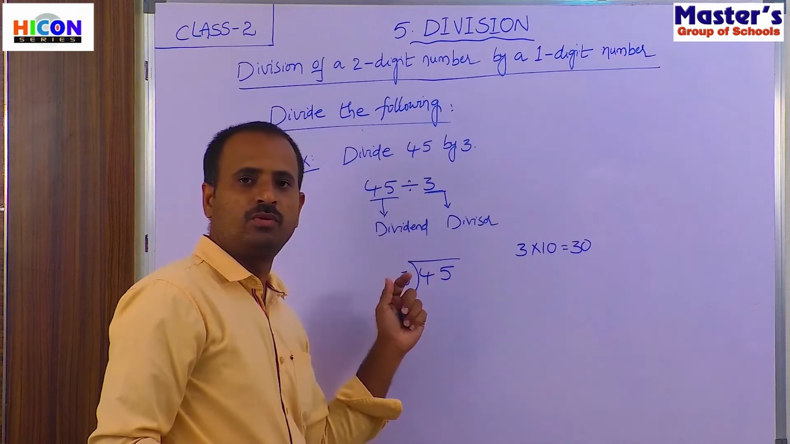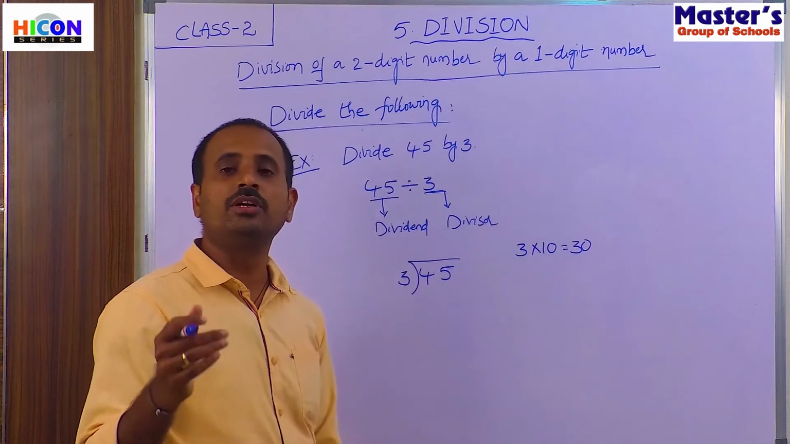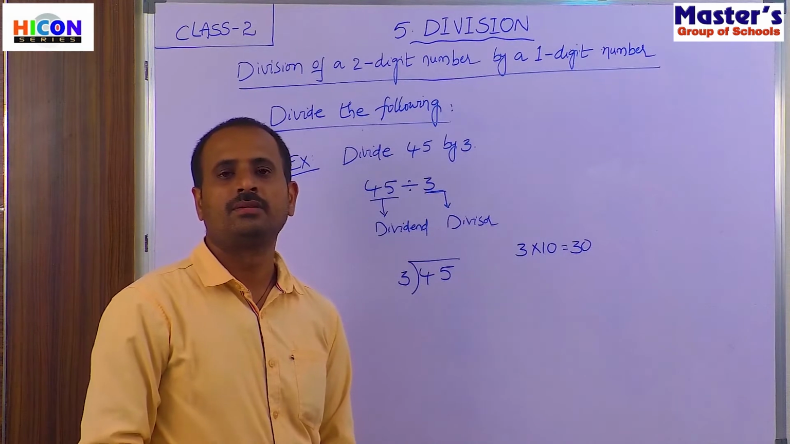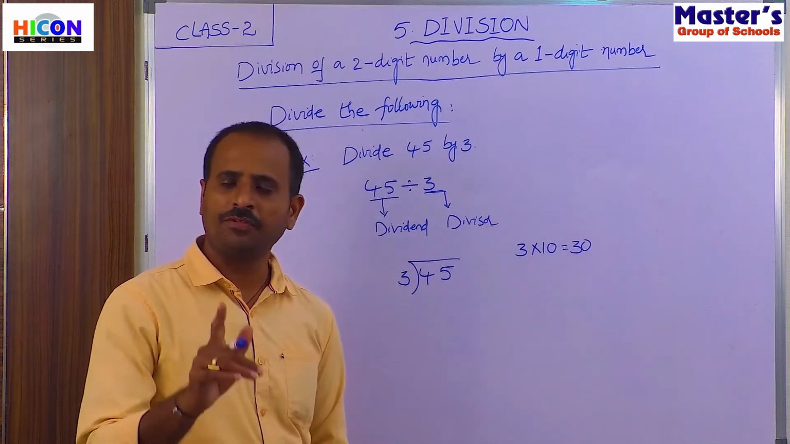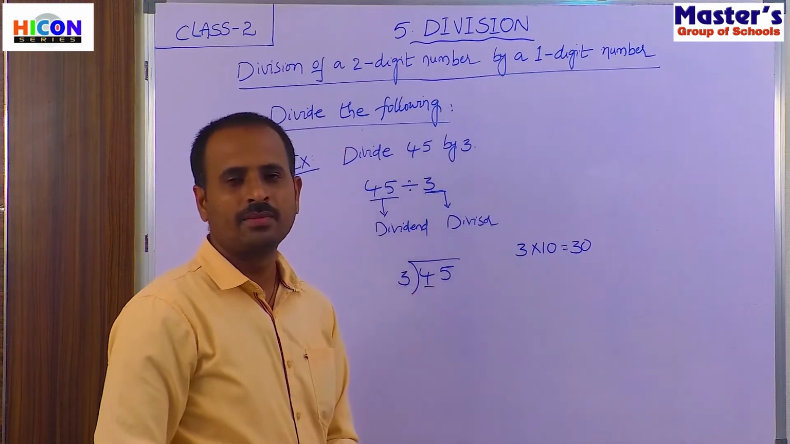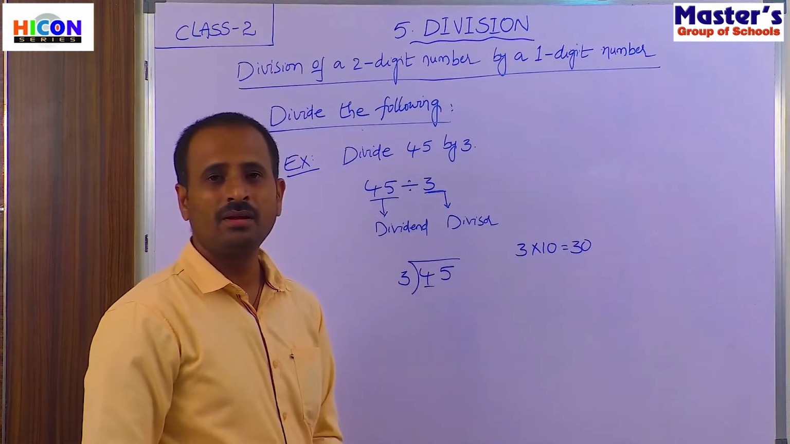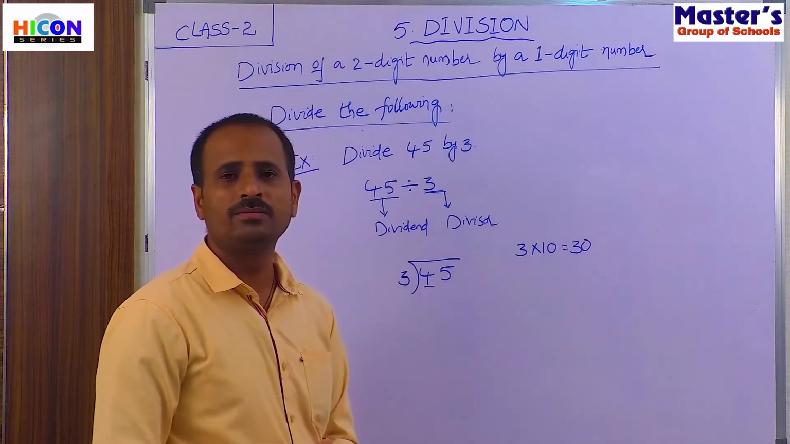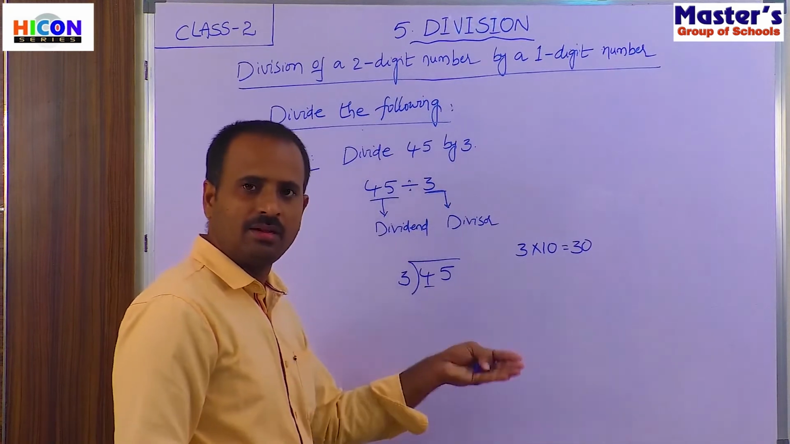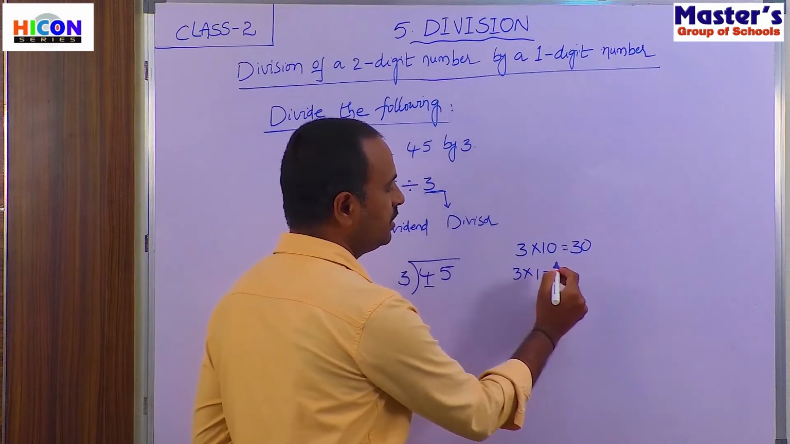If the given dividend is more than 10 times the given divisor, then we have to start division by taking each digit separately. So first take the first digit in the dividend. What is the first digit here? The first digit is 4. So let us find when the number 4 comes in the third table. Let us recall the third table. 3 ones are 3.